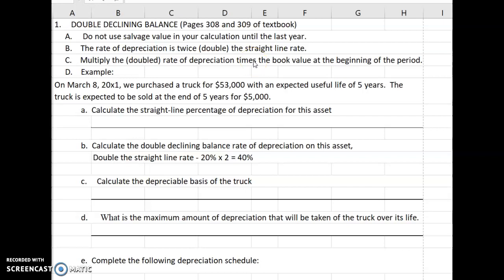The double declining balance method of calculating depreciation is discussed in your textbook on pages 308 and 309. But let's go over the rules and let's go over an example in this quick video.